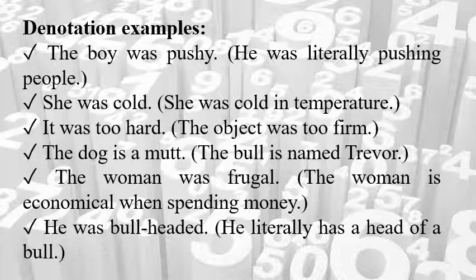Number 4. The dog is a mutt. That means the ball is named Trevor. Another is the woman was frugal. That means the woman is economical when spending money. And another is he was bald-headed. It means he literally has a head of a ball.